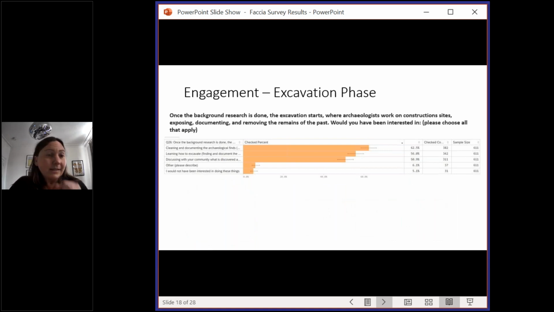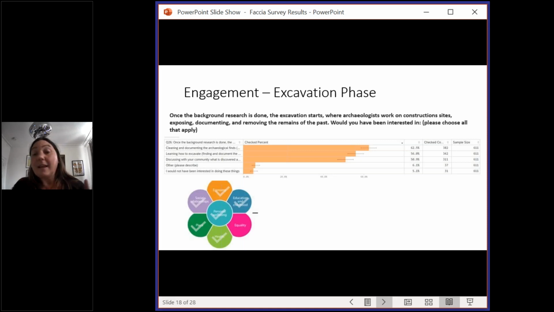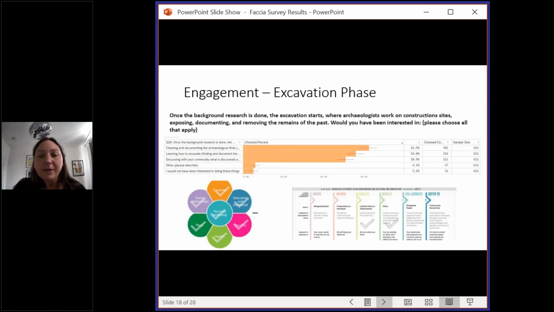During the excavation phase, we asked if they'd like to help with finds processing, excavating, and discussing with the community what they'd found. Again, they were able to choose as many as they wanted, and there's a decent response rate to each of these answers. It's hitting on several of these, with the potential to affect these well-being variables by the What Works Centre for Wellbeing. And again, we're increasing the quality of the participation and collaboration with participants if we effectively implement a collaborative framework.